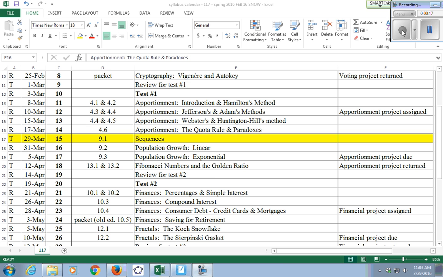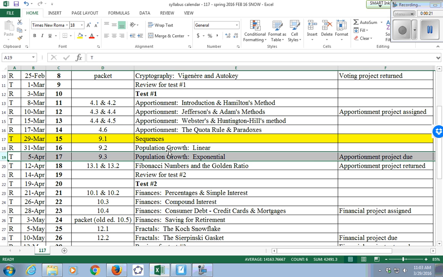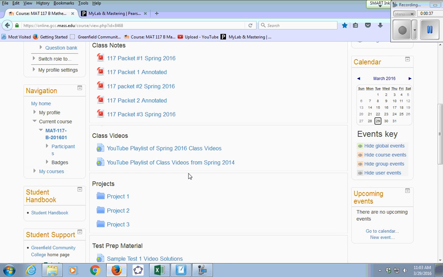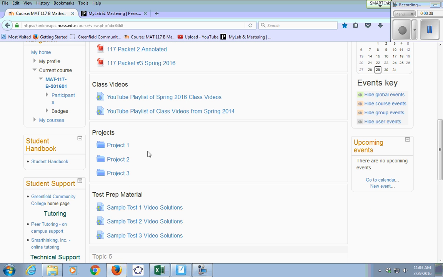And then just to remind you that your apportionment project, the Excel project, its due date is coming up April 5th. That is a week from today. So that project, again, is completely digital. There's no paper handout. It's posted in Moodle. There's no paper version. It's project 2.